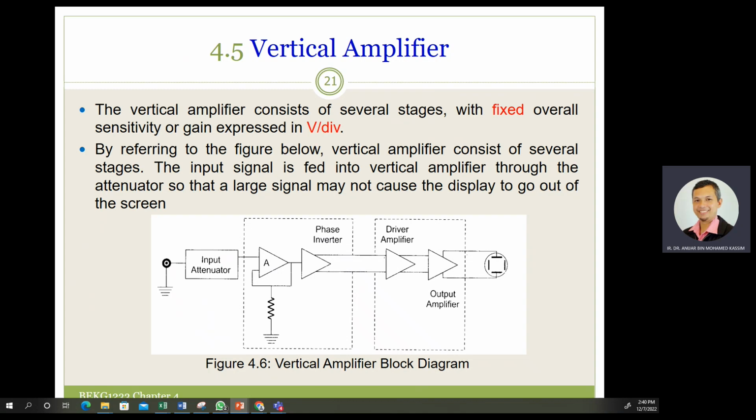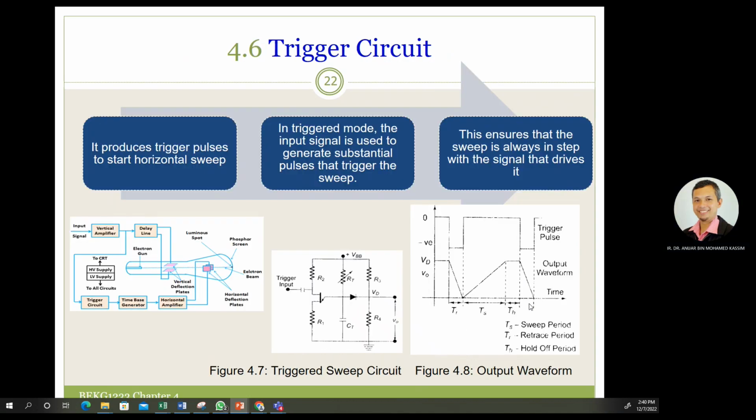The input is fed into the vertical amplifier and then through the attenuator, so that a large signal does not cause the display to go off the screen. This is the block diagram of the vertical amplifier from the input attenuator to the output amplifier. The amplifier here is connected to the first inverter and the driver amplifier, and lastly the output amplifier, going to the plus vertical and horizontal.